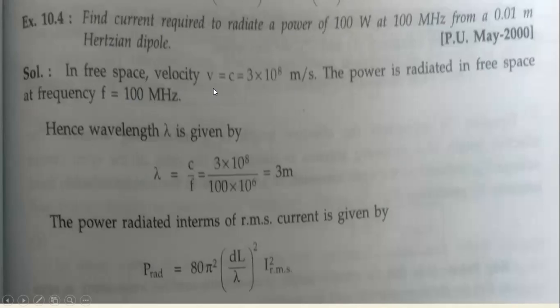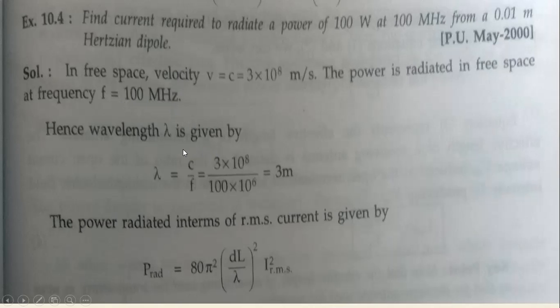In free space, the velocity of light, in many textbooks, is represented by either V or C, depending upon the textbook or author. It is 3 into 10 to the power 8 meter per second. The power is radiated in free space at a particular frequency of 100 megahertz.